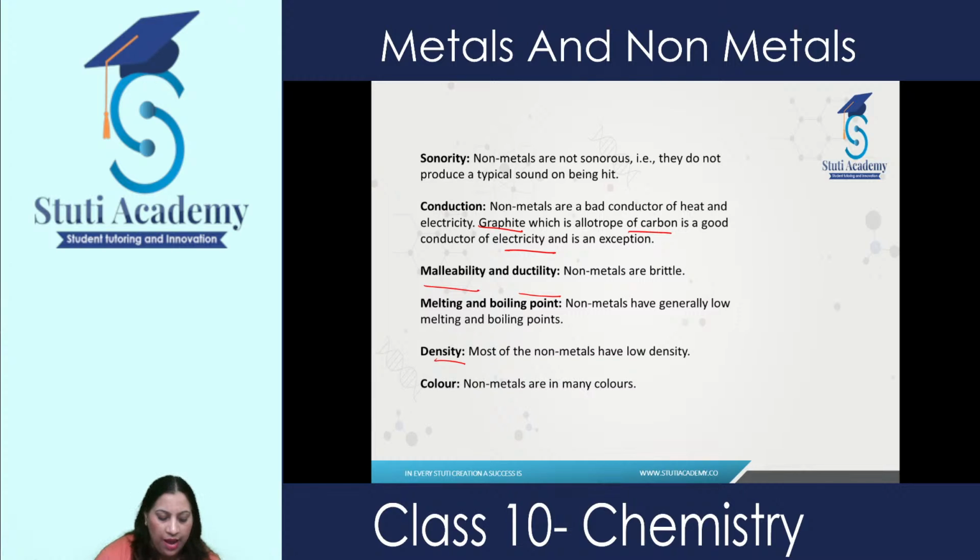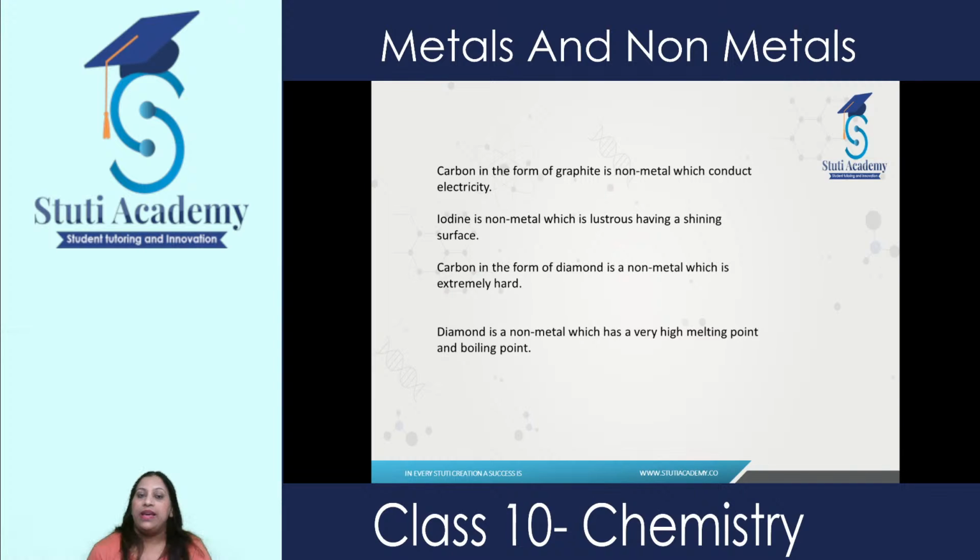Then the next property is color. Non-metals exist in many colors in nature. So these are the physical properties of non-metals, and these are the exceptions of non-metals. Carbon in the form of graphite is the best conductor of electricity. Iodine is lustrous in nature along with diamond. Carbon is extremely hard in the form of diamond, and diamond has high melting and boiling points. So these are the exceptions in case of non-metals.